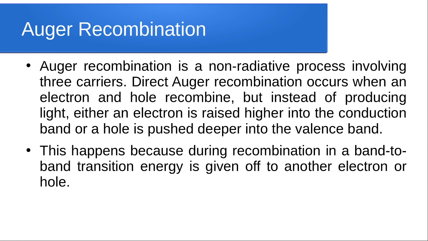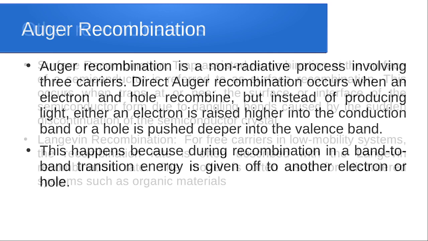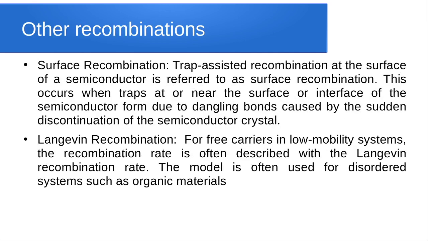So this is another type of recombination, Auger recombination. There are other variations of recombinations, one of which is the surface recombination. It is a trap assisted recombination, but at the surface level of the semiconductor. This occurs when traps at or near the surface or interface of the semiconductor form due to dangling bonds caused by the sudden discontinuation of the semiconductor crystal.